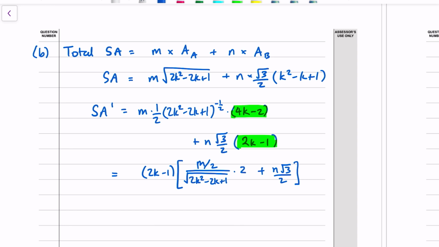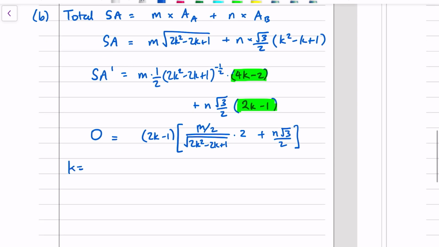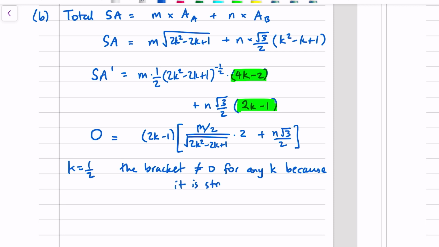Okay, so we want to make this equal to 0. So k is equal to 1/2, obviously works. Or the other thing equal to 0, but the bracket doesn't equal 0 for any k because it's strictly positive. The m over 2, m is positive, it's the number of type A triangles. M divided by 2 times 2 divided by a square root, it's all positive, and then the n root 3 over 2 is also positive. So k equals 1/2 is the answer that we want.